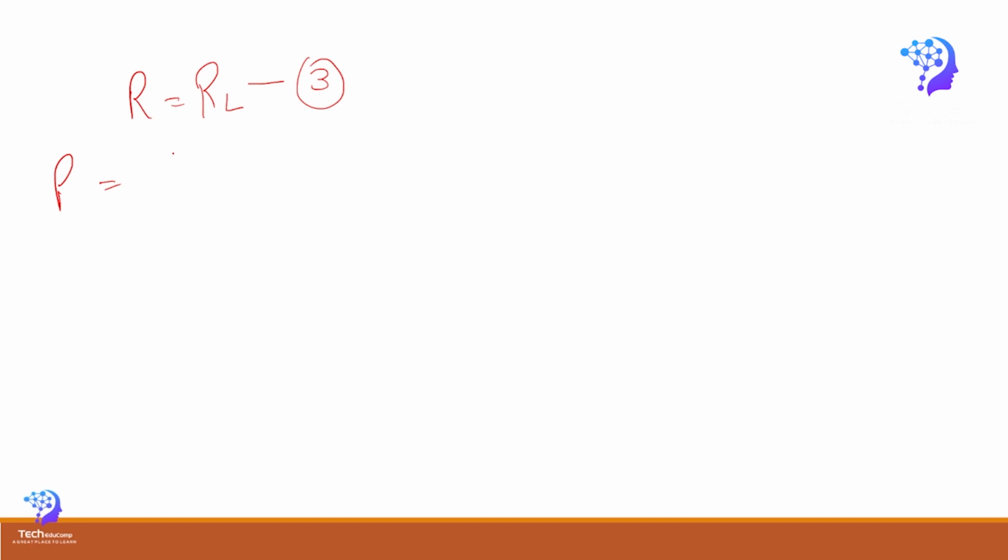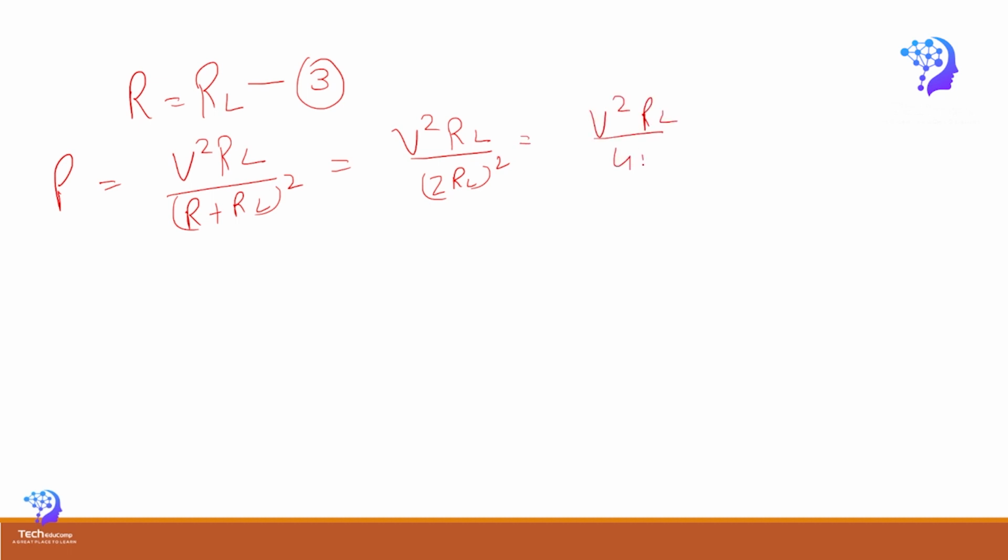Okay, so this will be V square RL upon (R plus RL) whole square. By putting this value in this, I will be getting V square RL upon (2RL) whole square, and this will be V square RL upon 4RL square. So one RL gets cancelled, it will be V square by 4RL. So this will be the maximum power which will be transferred to the load.